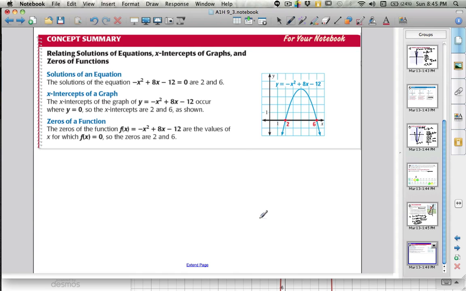So just to give a quick wrap up, remember we're looking at solutions of an equation. We can find them by factoring, we can also find them by graphing, and they are always the x-intercepts. Okay, and also the zeros because they are the values of x that have an output of 0, and we also call them roots. Okay, so those are important things to remember.